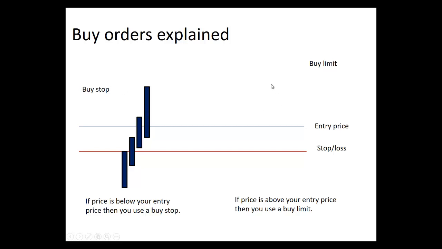If, for example, the price is up here, we want it to come down, collect our order, and then go long and give us a buy trade, we use a buy limit. So it comes down, hits our order, and then goes off again, and we're triggered into a buy trade once it hits this level here. So these are 2 types of buy orders: buy stop and buy limit.